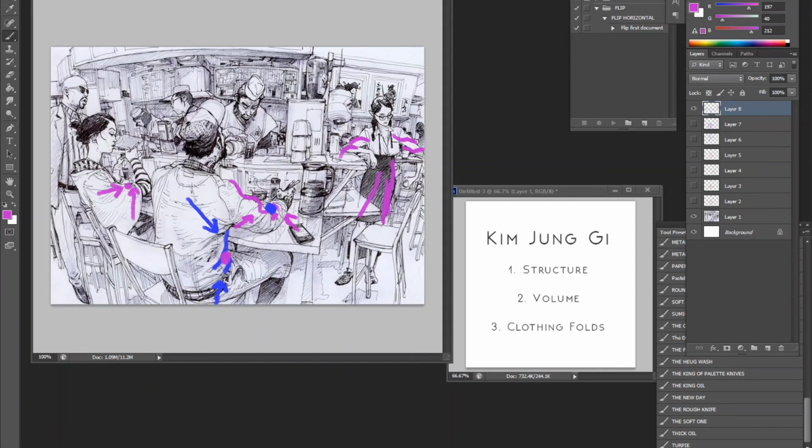Anyways, thank you for listening. Hopefully that was helpful. There are a lot of things to talk about with Kim Jung-gi, but hopefully this is a good start on what you could learn by looking at his work.